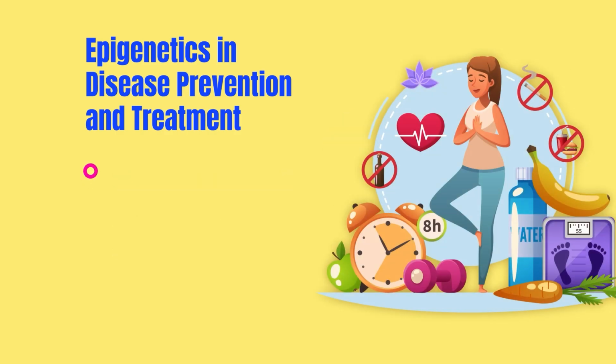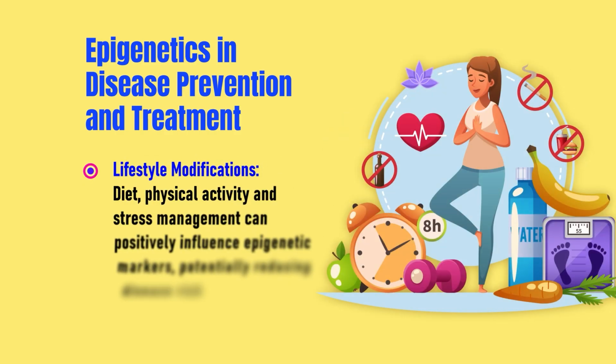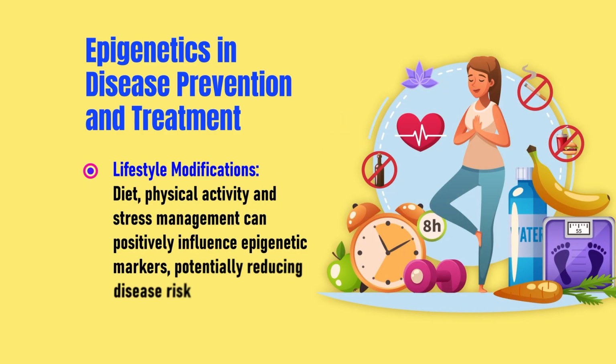But most important is we can simply make lifestyle modifications like diet, physical activity, and stress management. These can positively influence epigenetic markers and potentially reduce the chances of disease risk. So I think this is a very simple way of doing lifestyle modifications and so reducing lifestyle diseases. I mean, non-communicable diseases are called lifestyle diseases.